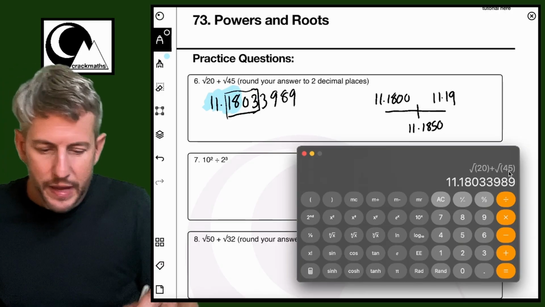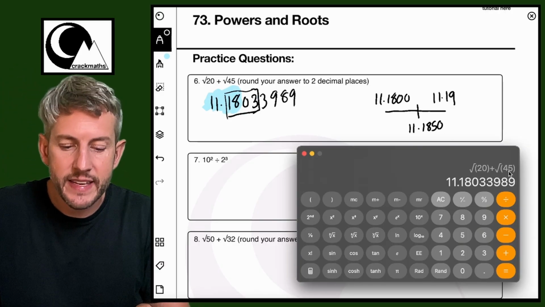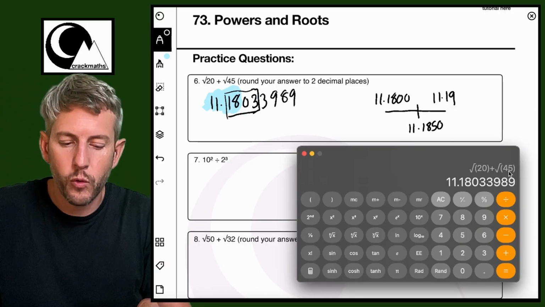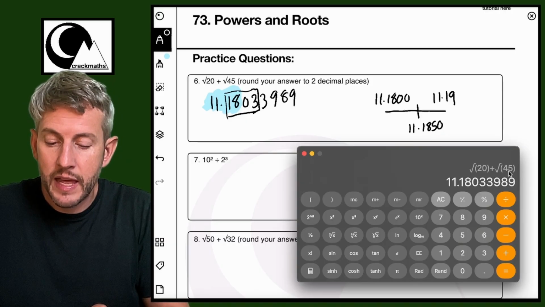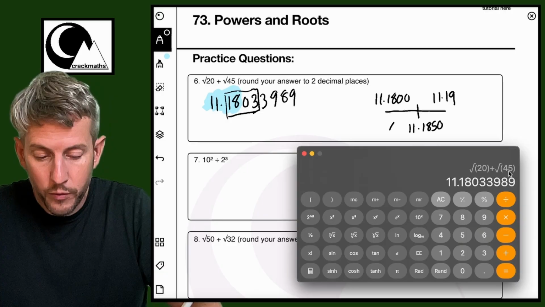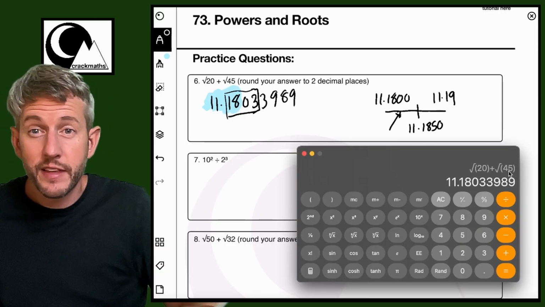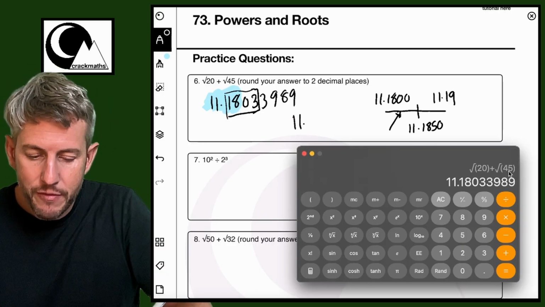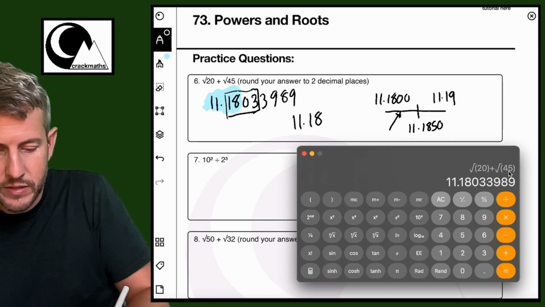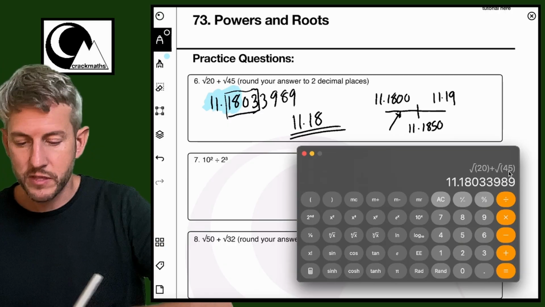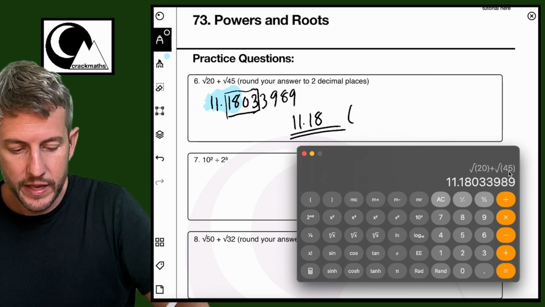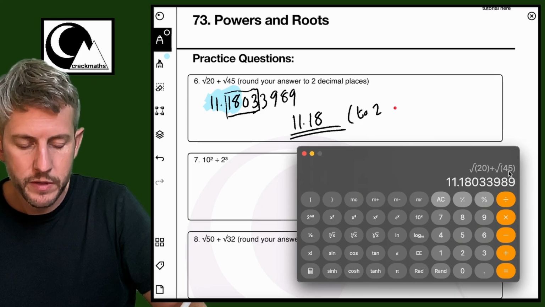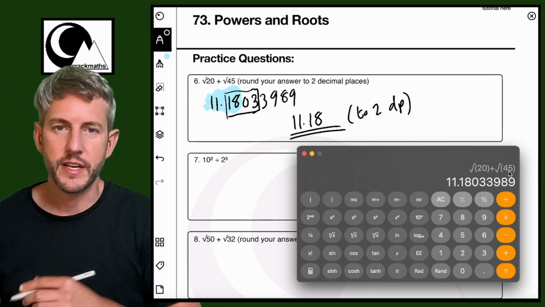Okay, so let's compare this bit. So if we were putting 1800 in order with 1850, well, 1803 would fit on this side of these two. So this thing here rounds to 11.18 because that is what it is closest to. So let me just get rid of that. And then just put a note here to say to 2 DP, 2 decimal places.